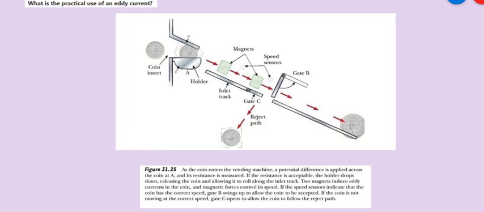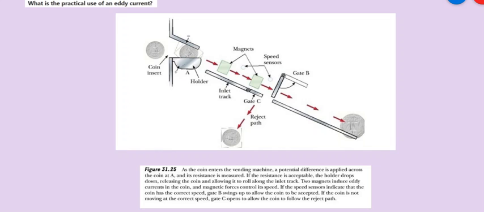All right, good morning. So let's talk about one more practical use of eddy currents. You might have seen the vending machine in which a coin is inserted. When the coin is inserted initially at point A, the potential difference is applied across the coin, and the coin then goes on to the inlet track.